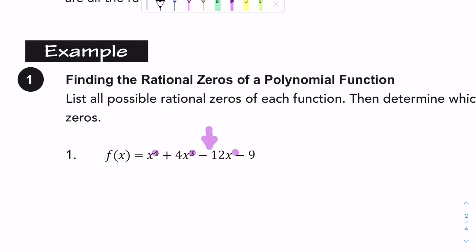So I'm going to start by rewriting this expression as f of x is equal to x to the 4th plus 4x cubed. I'm going to add in my 0x squared minus 12x minus 9.